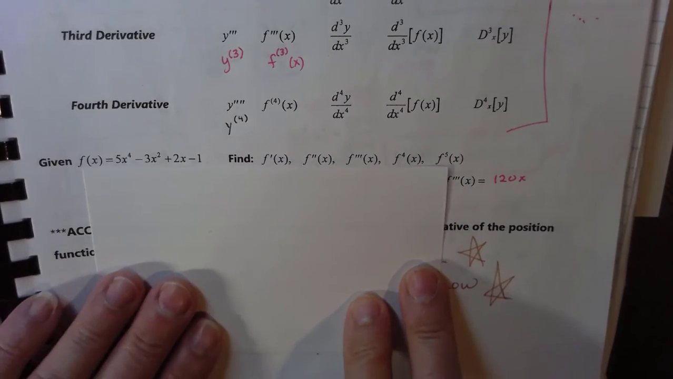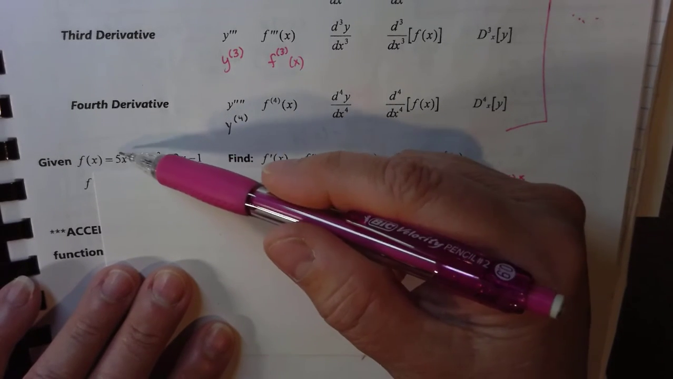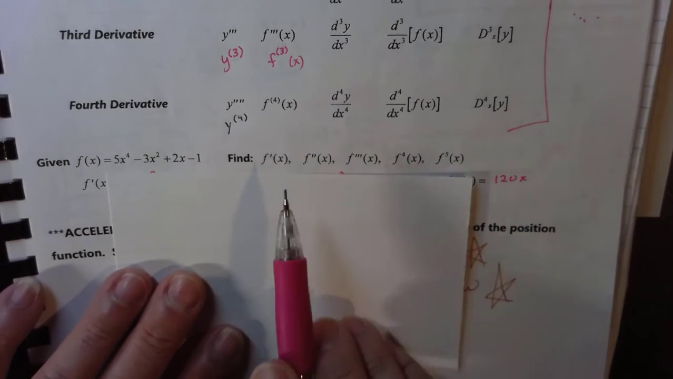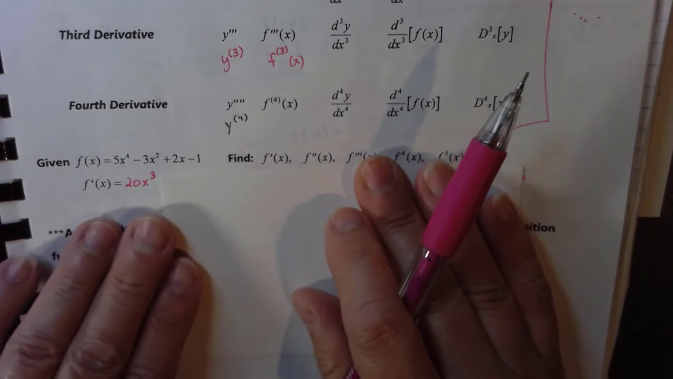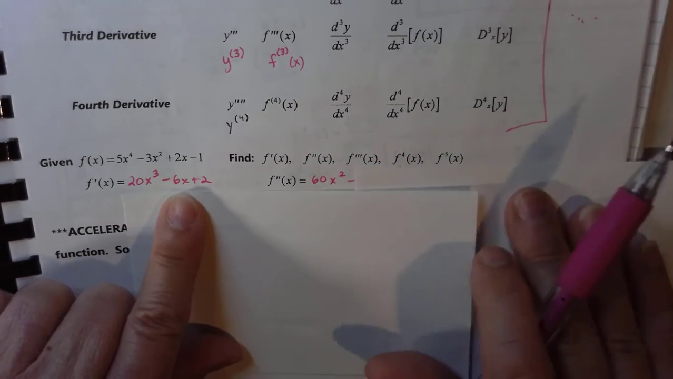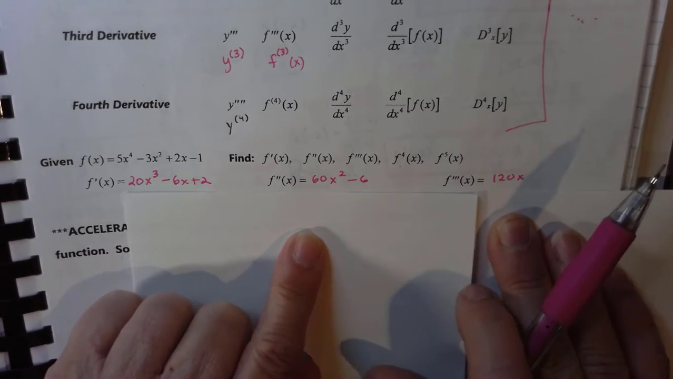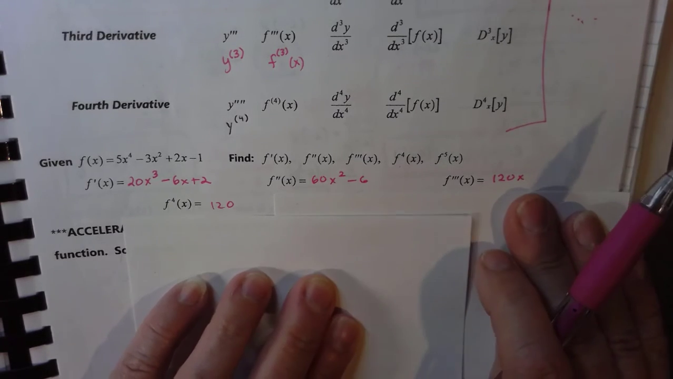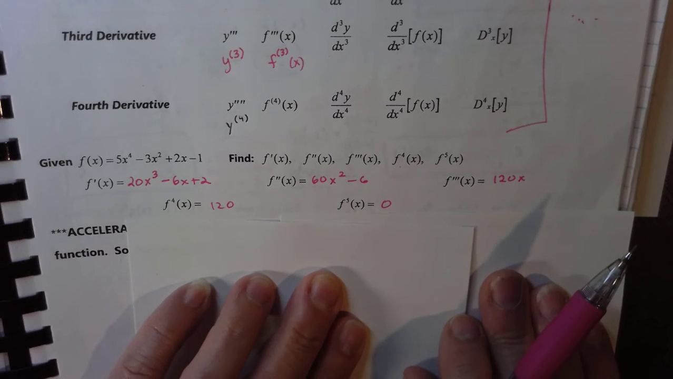And now the last example that we're going to look at is this one. Given f of x is 5x to the fourth minus 3x squared plus 2x minus 1, we're going to find the first, second, third, fourth, and fifth derivative. All right, first derivative, piece of cake. Second derivative is derivative of the first. Third derivative is the derivative of the second. Fourth derivative is derivative of the third. Fifth derivative, derivative of a constant is 0. Very nice.